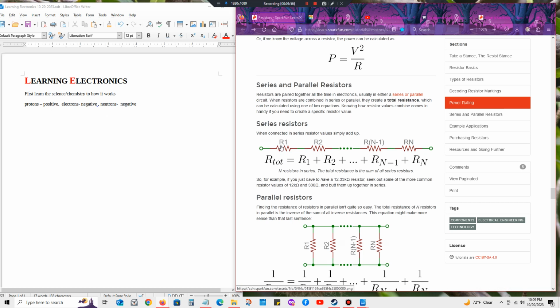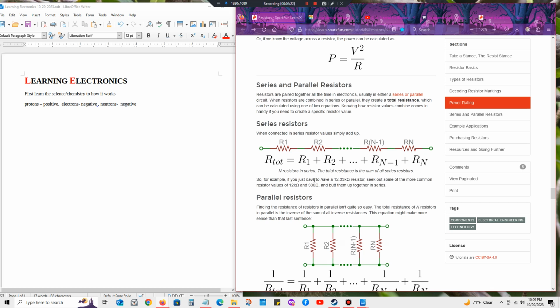So you have a resistor right here, another one, I don't know what that is. And then you have this resistor and that. So I don't know what the TOT stands for. R total equals resistor 1 plus resistor 2 plus Rn minus 1 plus Rn. So in resistors in series, the total resistance is the sum of all series resistors.